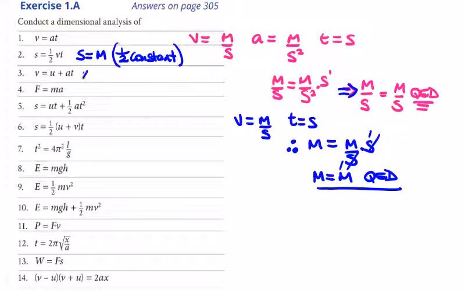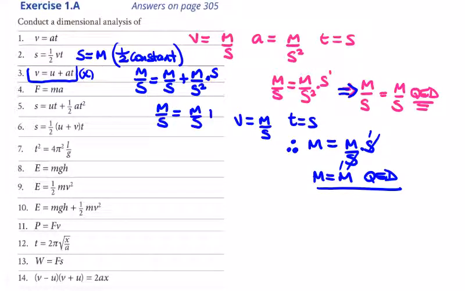3, V is equal to u plus AT. Because we've already replaced V, we've written it down up there. We could write m over s is the left. U is also meters per second. Acceleration is meters over second squared. And time, we're looking now at the last part of this, time is also seconds. So you get meters over second is equal to m over s plus m over s. You could write 2m over s, or you could just write units same. QED.